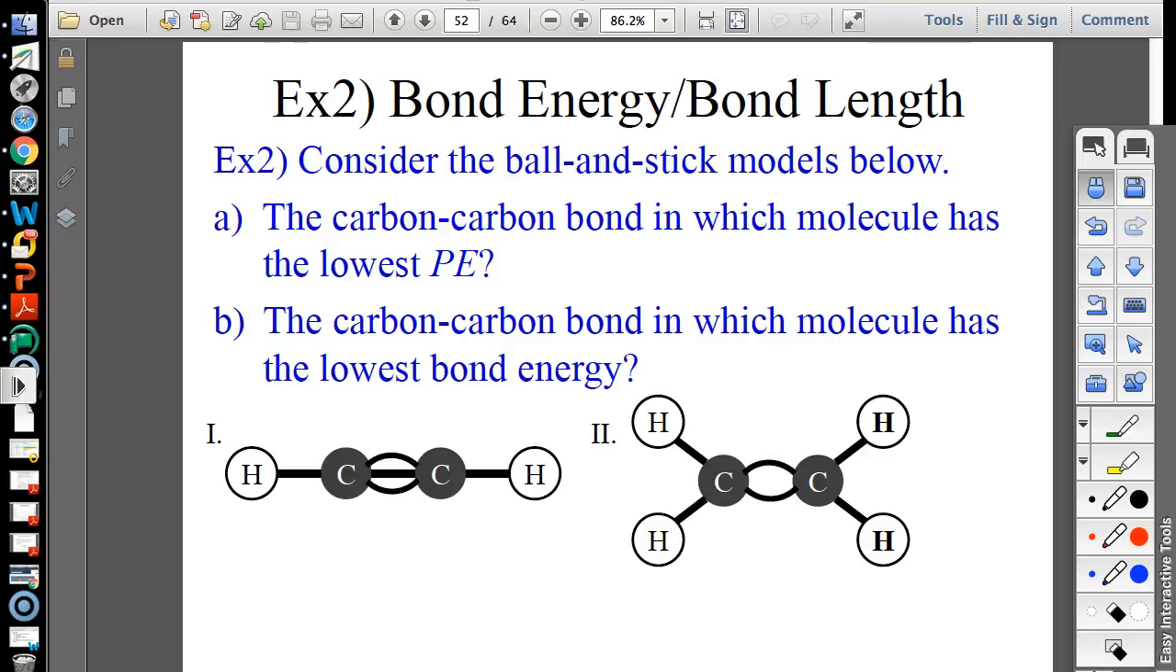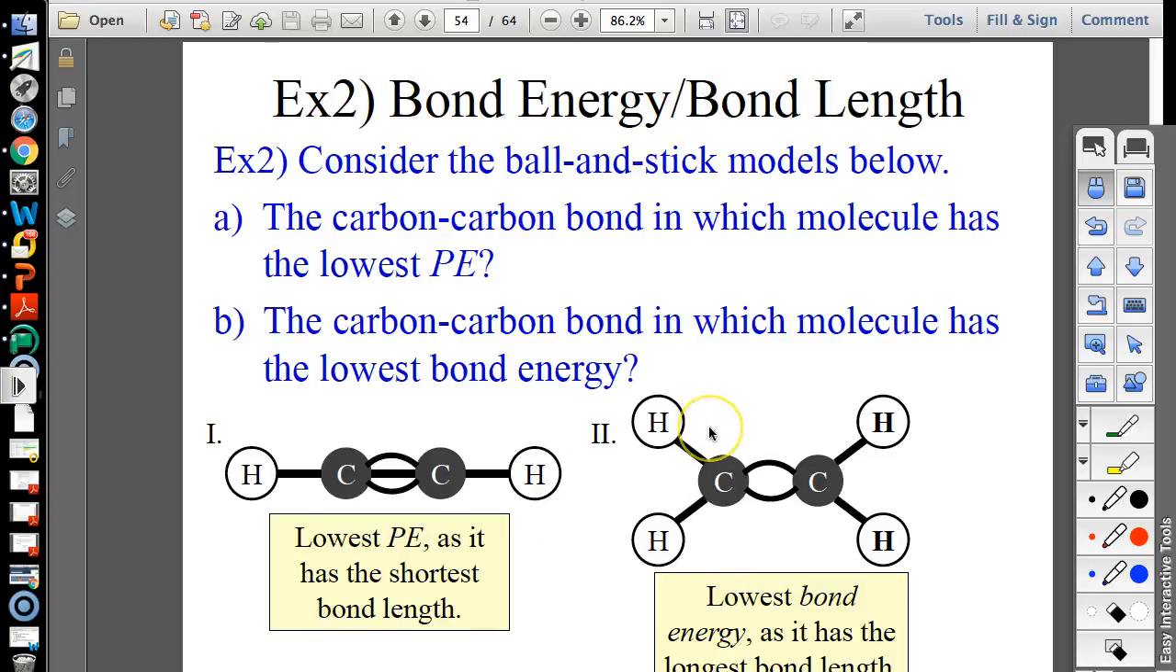Isn't this fun? So we're not counting the hydrogen bond, as far as determining that kind of stuff? No, that doesn't matter. They will tell you which part of the molecule they're referring to. Good question.